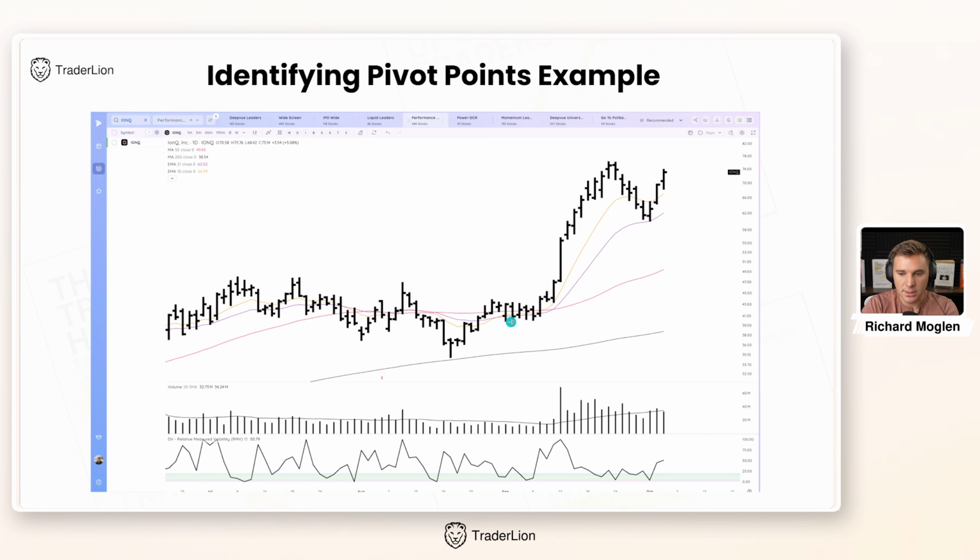And then here it's a lot tighter, a lot of contraction. All the lows are close together as well. So here we've got the high of the range. Here we've got the low of the range.